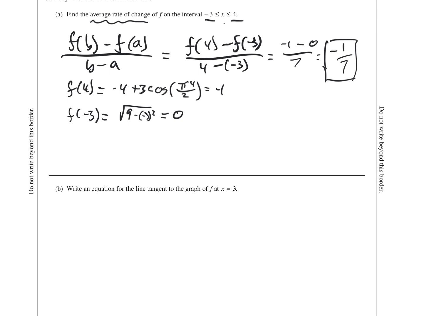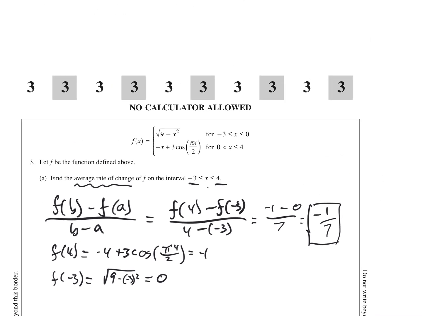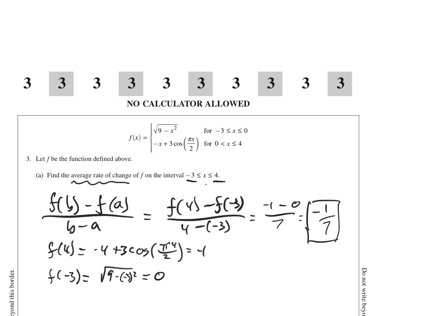Part B here. Let's write an equation for the line tangent to the graph of f at x equals 3. So we need the derivative, but we got to know where we want it. We want it at 3. So we look at the function. At 3, which is right in this part, it's defined by this definition, negative x plus 3 cosine pi x over 2.